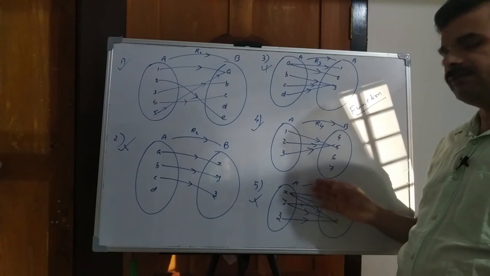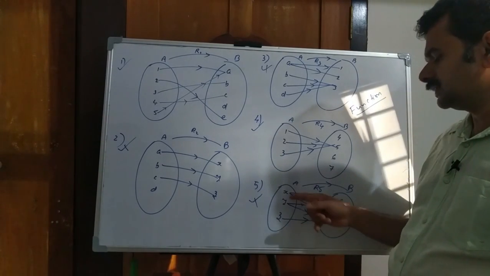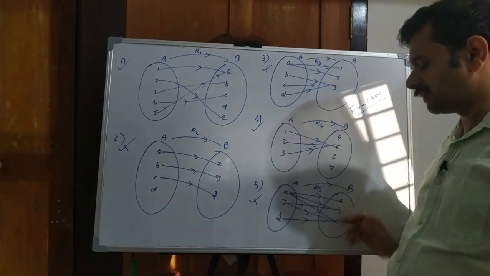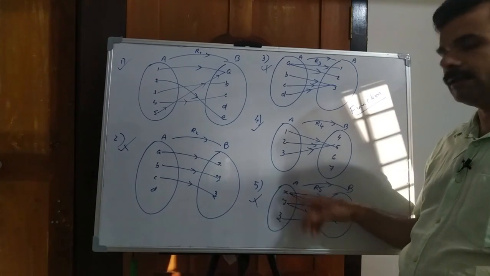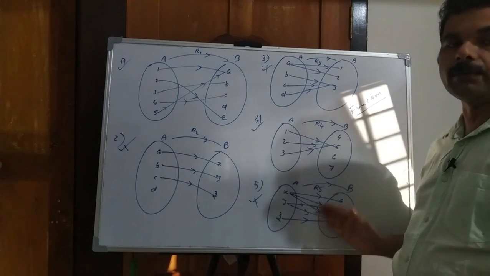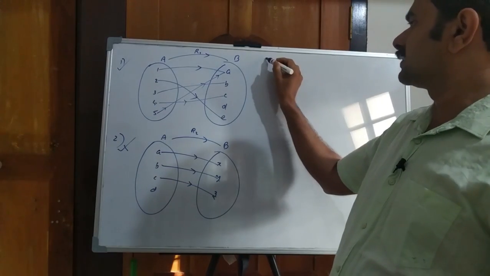Whether R5 is a function or not, it is not a function because what? X has more than one images. Y has more than one images, isn't it? Every element is connected by the elements of the set B, but one and only one property is not seen for this question. What we discussed here, function.